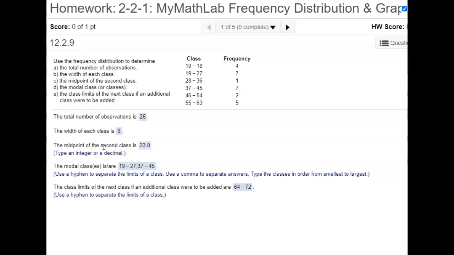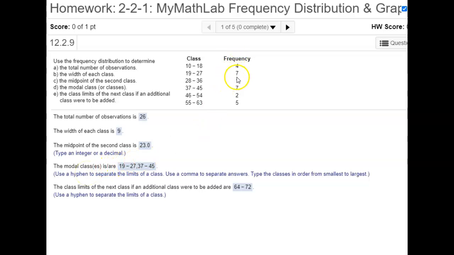The midpoint is the value that's going to be right in the middle of each range of numbers of each class. The easiest way to do that is to find the average. So add the lower limit plus the upper limit and divide by 2. So if I did that for the second class here, 19 plus 27, that gives me 46. Divide that by 2, I get 23. That's the average, which is going to be the number in the middle when you average the lower and the upper limit, the midpoint. And so the modal class is going to be the class, the range of numbers that has the most data in it.